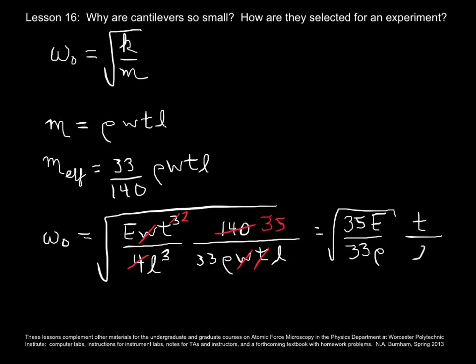and we can take the t out of the square root as well as the L. Okay, so this means that after you've made your selection of materials, which determines your modulus over density, then if you want a high resonant frequency, you would want a thicker cantilever that is short. And because we want the cantilever to have a resonant frequency at least in the kilohertz range, so as to be very different from building vibrations, this is why cantilevers are so small.